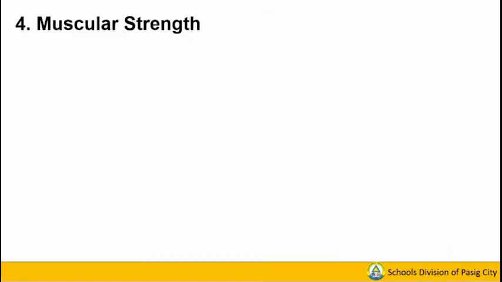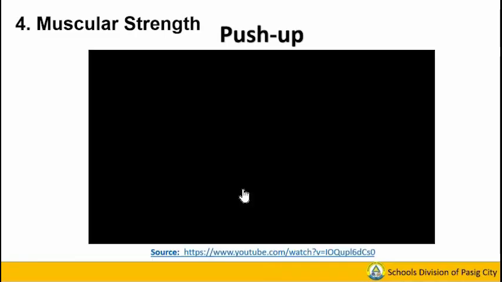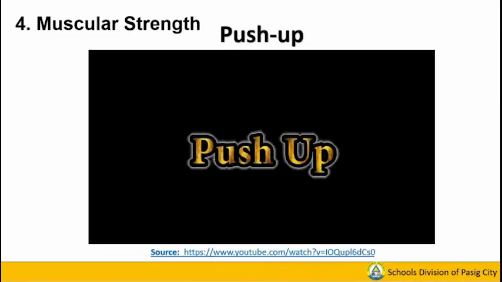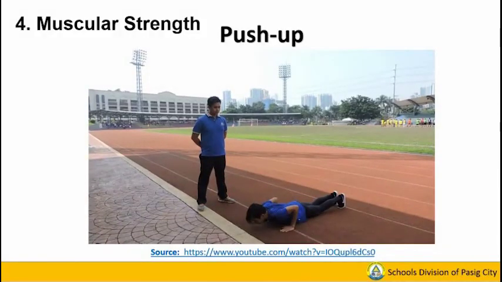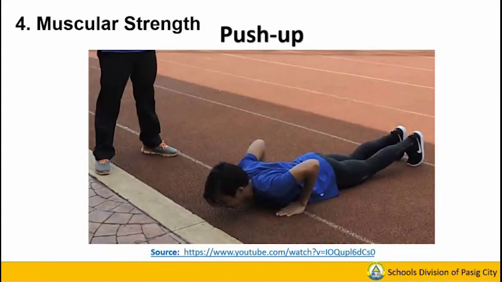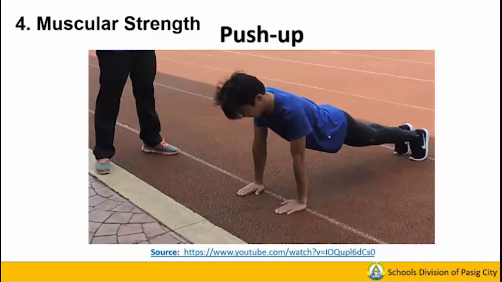And for the last part of our activity, muscular strength. Push up. For the performer, lie down on the mat, face down in standard push-up position. Palms on the mat about shoulder width, fingers pointing forward, and legs straight, parallel, and slightly apart with the toes supporting the feet. For boys, straighten the arms, keeping the back and knees straight.